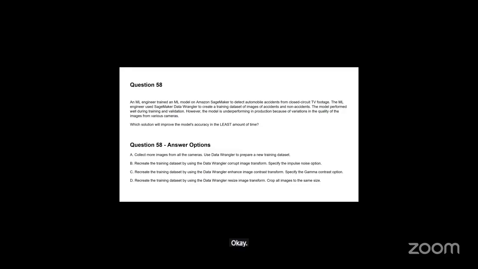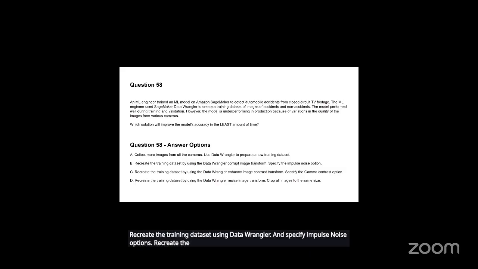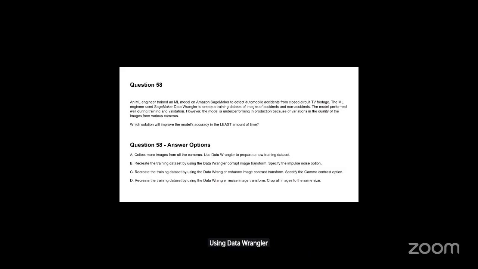Okay, collect more images, use Data Wrangler to prepare a new training data set. Recreate the training data set using Data Wrangler, and specify impulse noise options. Recreate the training data set using Data Wrangler, enhance contrast, specify gamma contrast. Recreate training data set using Data Wrangler, resize image transformation, crop all images to the same size.